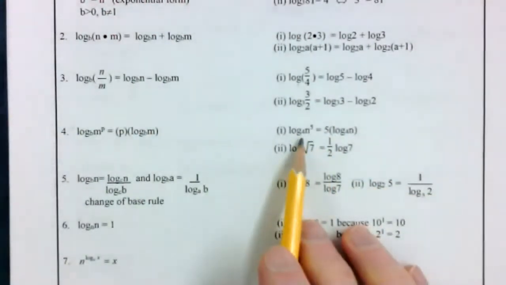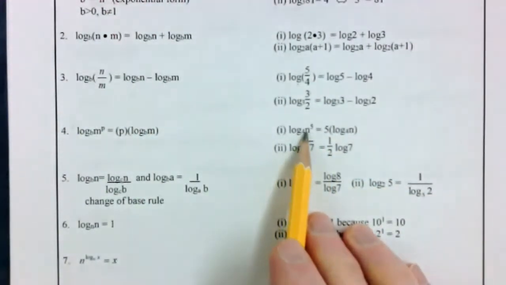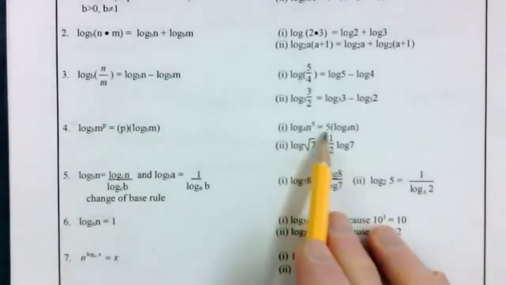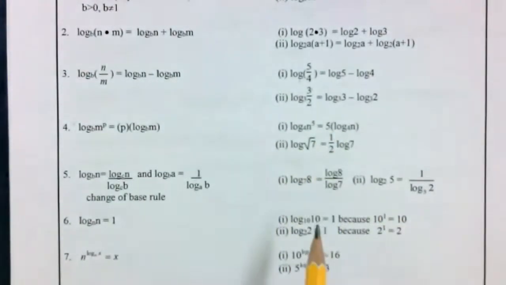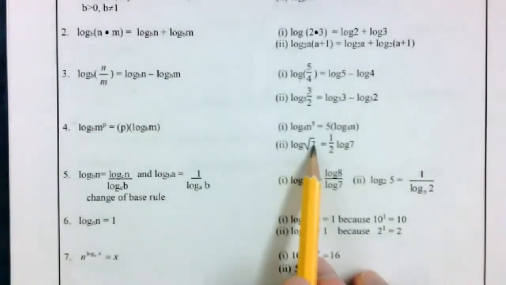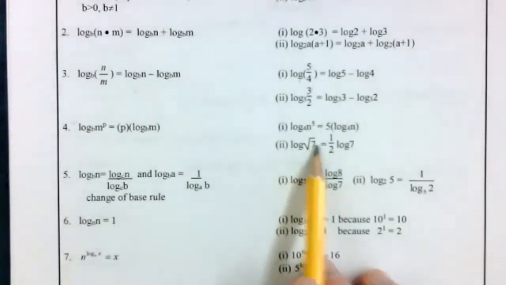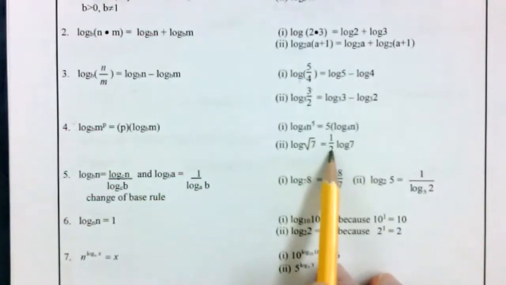So it shows that here. Log base 4 of n to the 5, times log base 4 of the square root of 7. That means that's 7 to the half. Well, we can take that half and put it in the front.